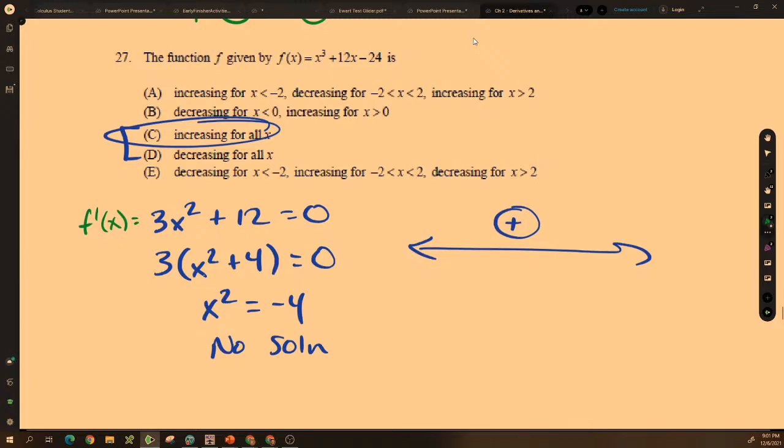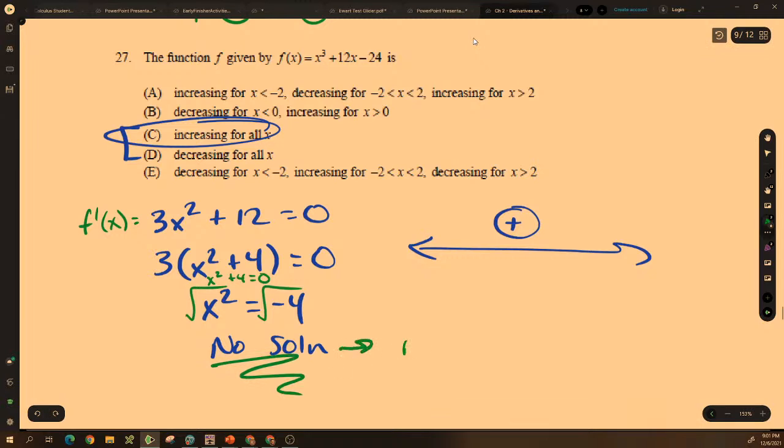This has no solution, right? If I set x squared plus 4 equal to 0, subtract 4, square root, there's no square root of a negative. Now, when you get no solution, what this means is that there's no critical point. And when there's no critical point, you still do a number line. This can be tricky, but you still do a number line. And what happens is, basically, your answer is going to be that we're always increasing or always decreasing, because there's nowhere that changes. So I could get rid of A, B, and E, because I know my answer is always going to be increasing or always going to be decreasing.